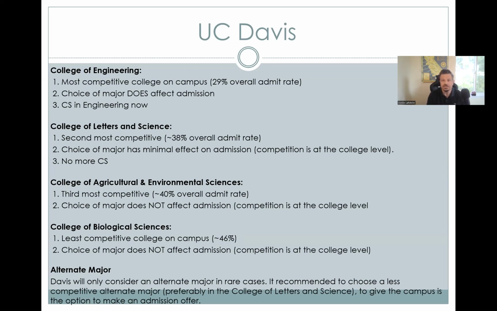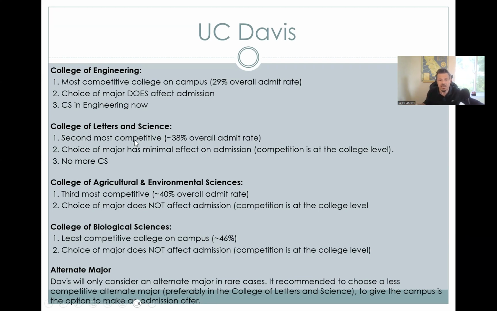For years up until last year, it was always assumed that they didn't consider the secondary major. But then they came out straight up last year and said, we're not considering the secondary major. It's not something that we're going to look at at all. So Davis does not consider the secondary major. They are admitting largely by major. And the hardest major to get into is going to be computer science under engineering.